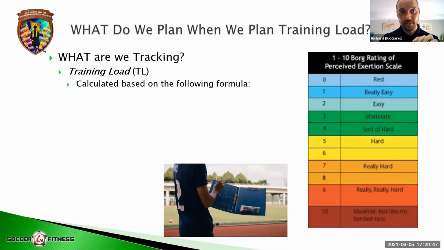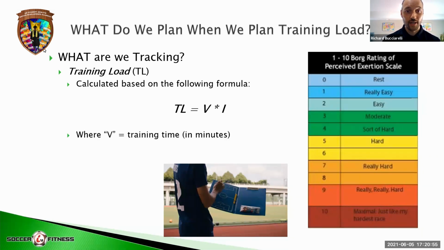So what is it? It's based on this formula: V times I, where V is volume, that's the training time in minutes, and I is the intensity of the training, rated by each player on a scale from 0 to 10. You can see on the right here, this is a simple scale that allows players to rate the intensity of their training from 0 being rest to 10 being maximal, the hardest possible exercise you can do.